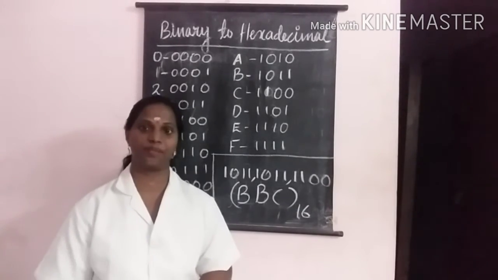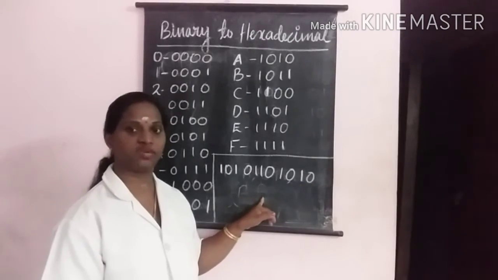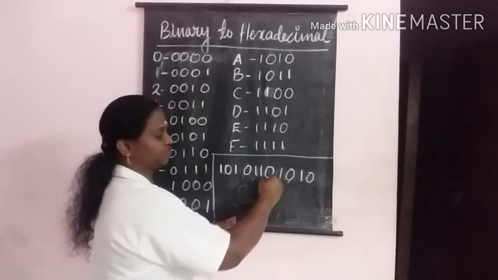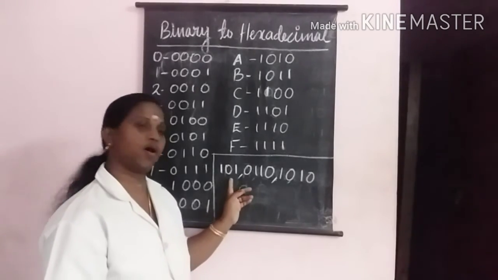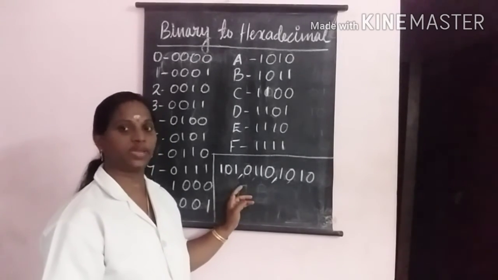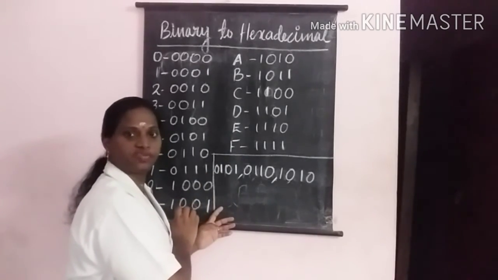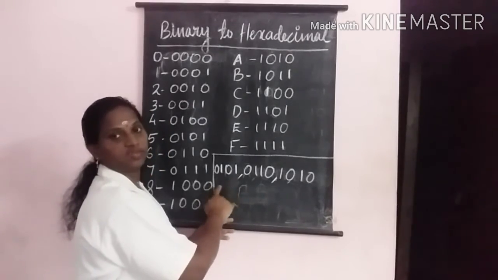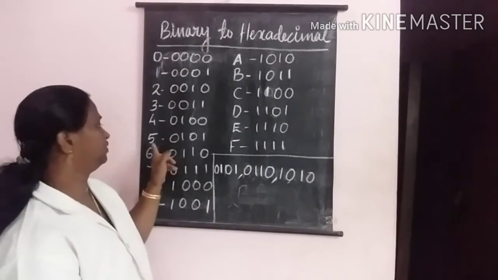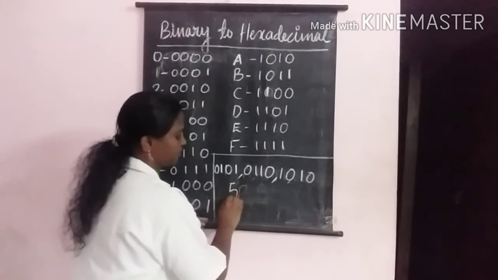Clear? One more example. See the question. Okay, so first group these numbers. Here this is the first group and this is the second group. In the third group there are only 3 digits. So to make it a 4 digit group, you can add 1 zero here. Okay, so here 0, 1, 0, 1. 0, 1, 0, 1 is 5. So you can write 5 here.